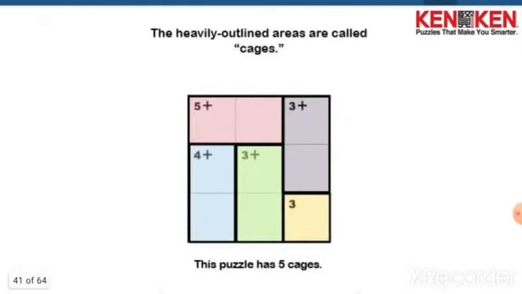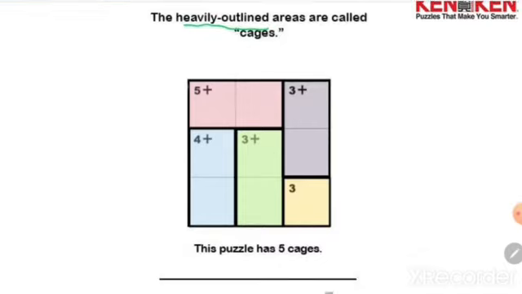Dito sa mga puzzle, may mga tinatawag nating cages. Di ba? They are heavily outlined. Yung may matitingkad na this one, oh. Heavily outlined. So this is one cage. This is another cage. A one square cage. So in total, you have 5. You can see it kasi kinulayan siya dito.